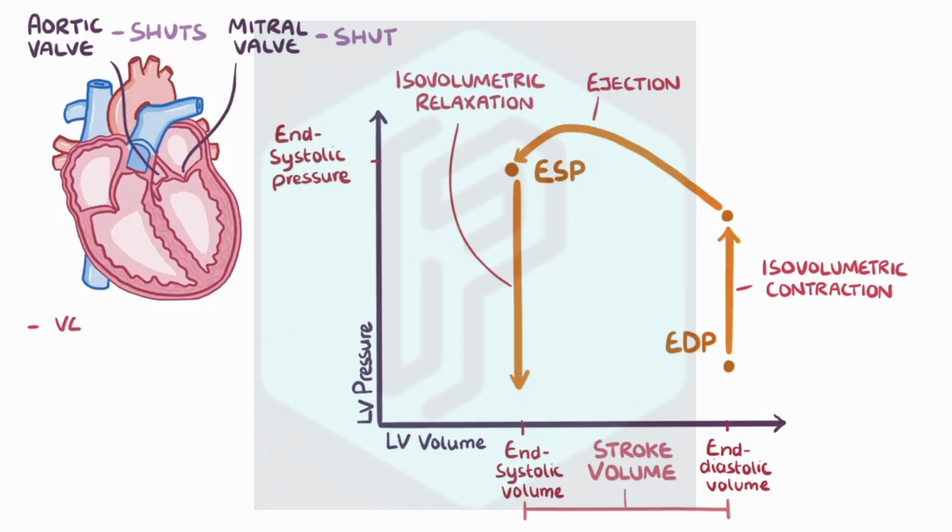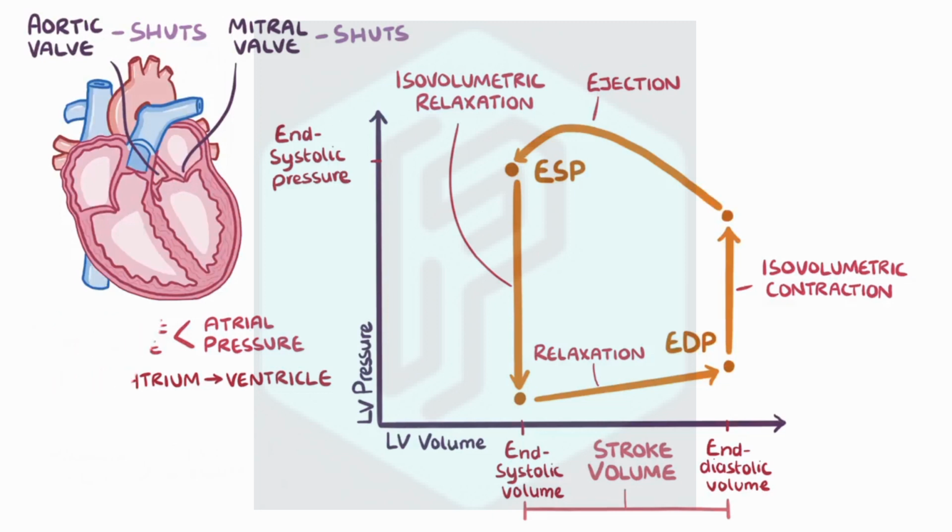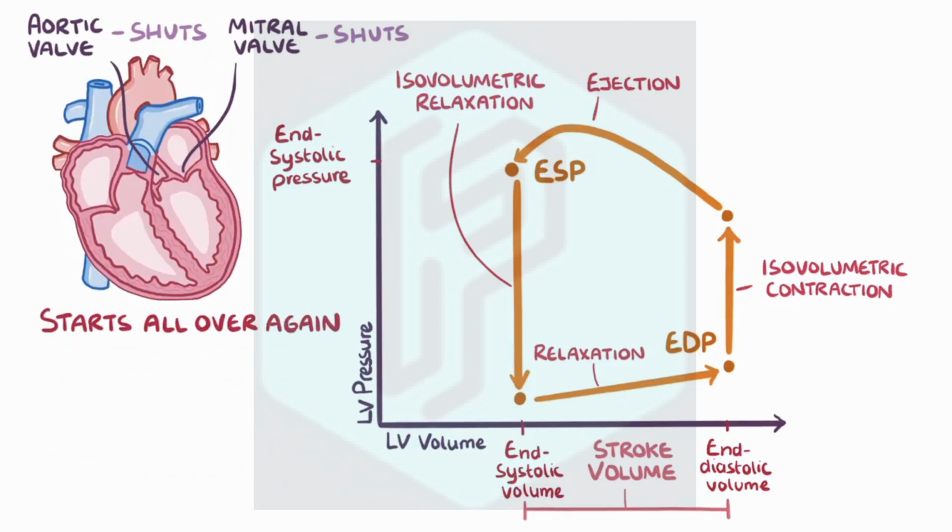After a while, the ventricular pressure drops so low that it's lower than the atrial pressure. So that causes the mitral valve to open, and then blood rushes from the left atrium into the left ventricle. As the ventricle fills up with blood, the volume rises back to what it was at the end diastolic point. But the pressure only increases a little bit. This relaxation phase goes on until the mitral valve shuts, and then the loop can start all over again.